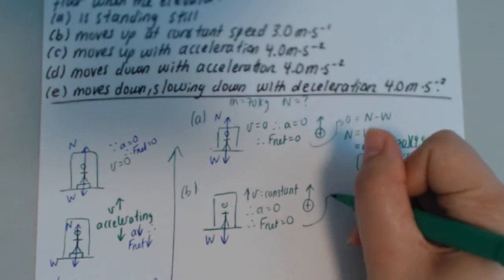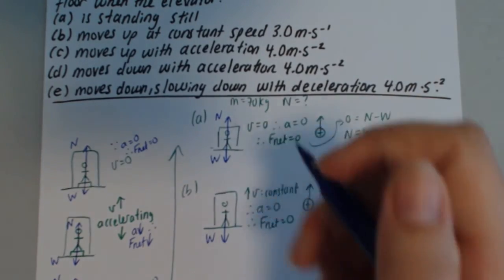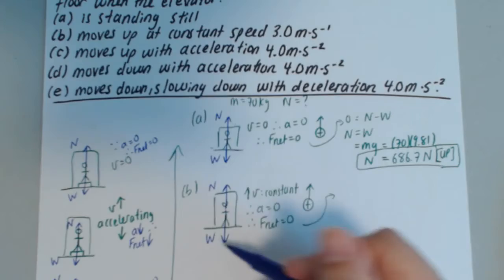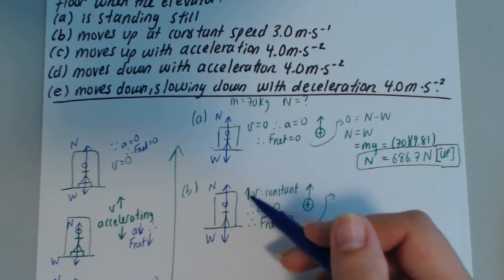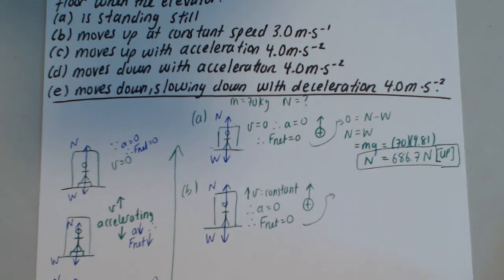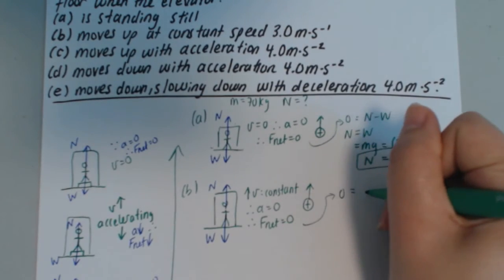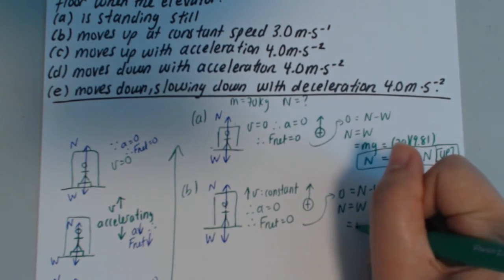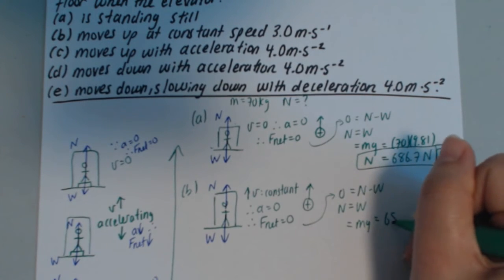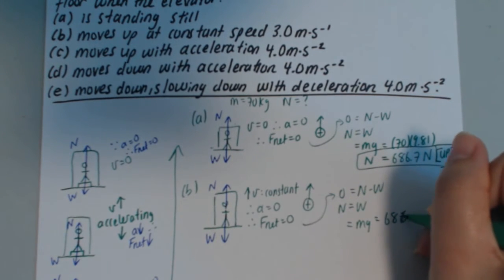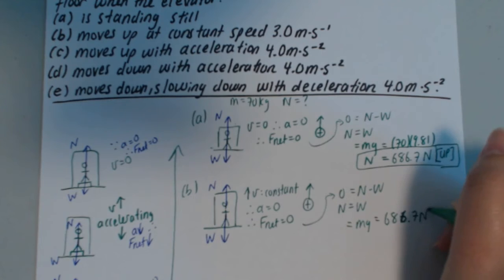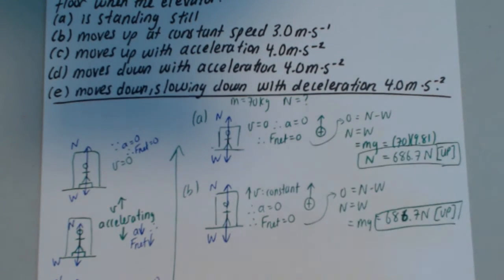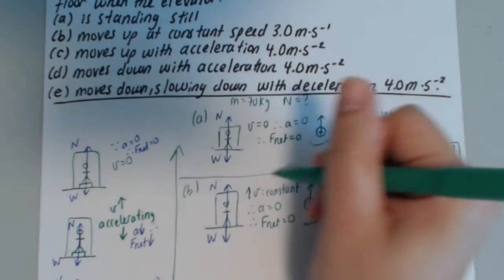Okay, so F net is 0, which means my normal force and my weight are still balanced. So this is the point at which you're in the middle of your journey in the elevator, whether you're going up or you're going down. So 0 equals N minus W, N equals W. So N is equal to mg, which is, well, we just calculated that. 686.7 newtons up. Same answer as A, pretty much, okay?